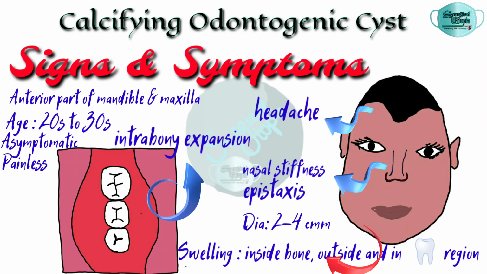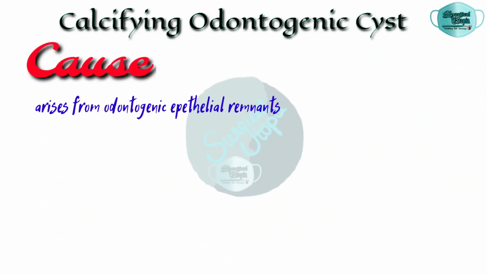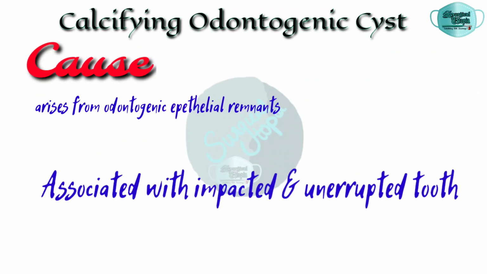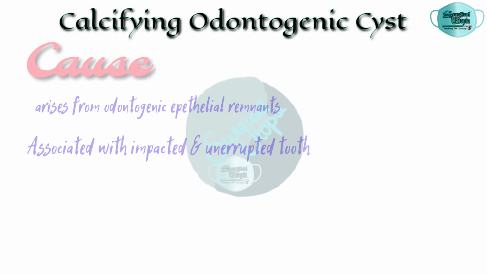Intrabony expansion may produce hard bony expansion and may perforate cortical bones, and it can also extend into the soft tissue. Calcifying odontogenic cysts are often believed to arise from odontogenic epithelial remnants that were trapped within the bones of the maxilla and mandible or gingival tissue. It is associated with the impacted and unerupted tooth.